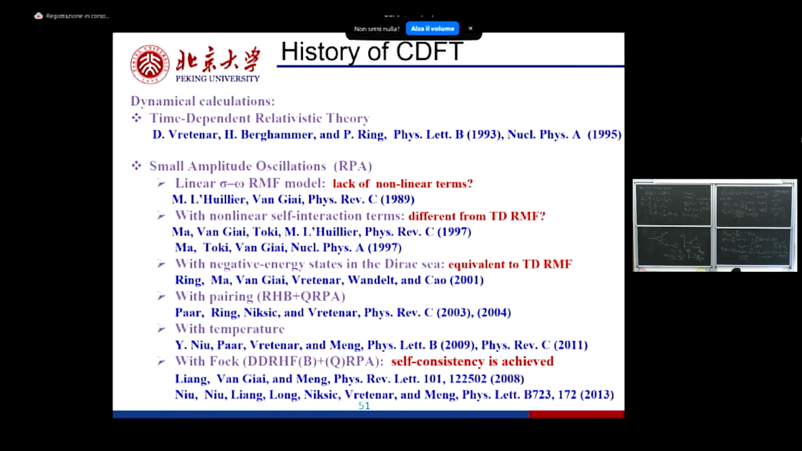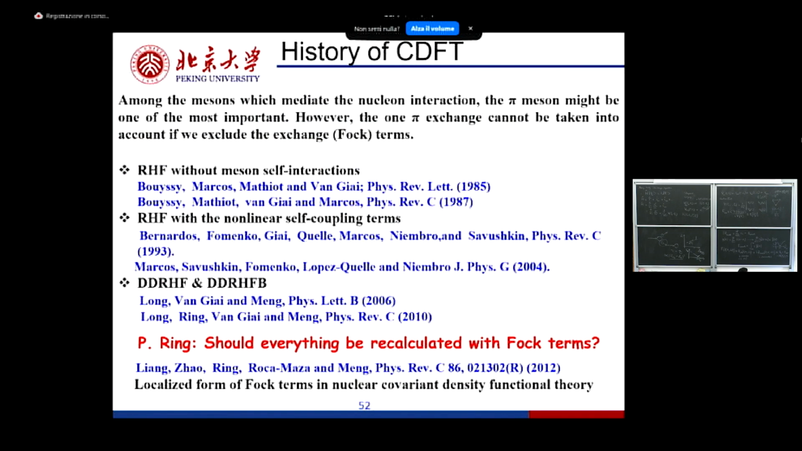And then there are also a lot of dynamical calculations, for example, the time-dependent approach and the small amplitude RPA calculation. Very interesting, because for quite a long time, all the RPA calculations based on the relativistic mean field, which already started in 1989 or something like that, had a problem: at that time, people neglected the Dirac sea. Finally, about 10 years later, they realized the contribution of including the negative energy states of the Dirac sea. Then they found a similar solution to the TDRMF. So that is how the relativistic mean field was developed.